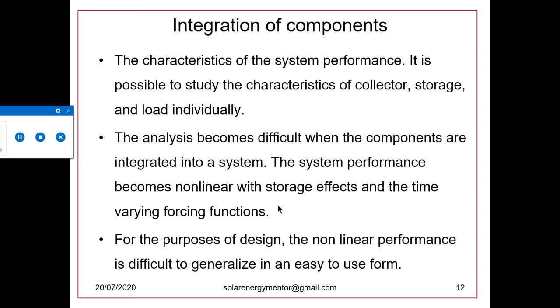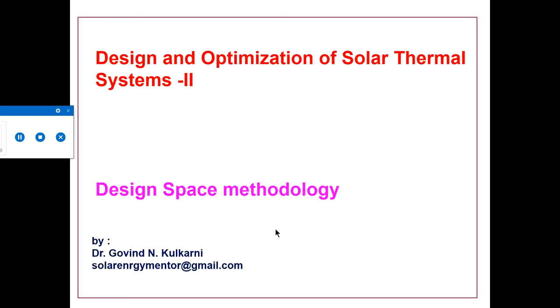But when we integrate all the components, then it becomes very difficult to estimate the system performance, because the system performance becomes non-linear with storage effects and the time varying forcing functions. Everything is dynamic. Every component in the system becomes dynamic, and then the estimation of the performance and sizing becomes a bit difficult. So for the purposes of design, the non-linear performance is difficult to generalize in an easy to use form. So these are the challenges before the solar thermal system designer. We will continue the discussion about design and optimization in the second session. Thank you.